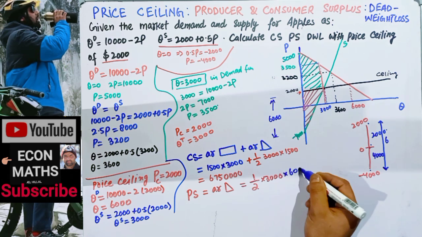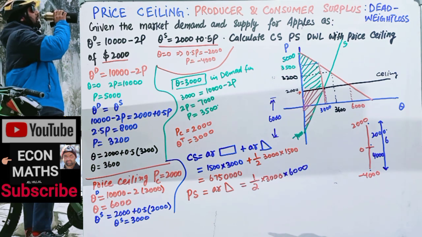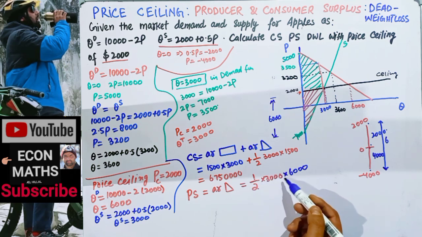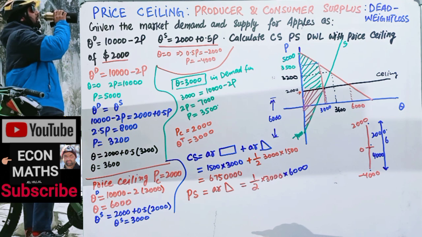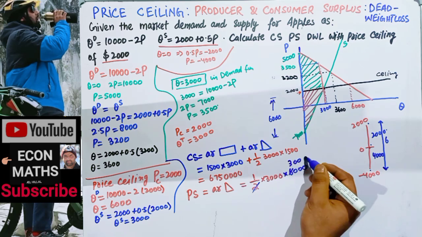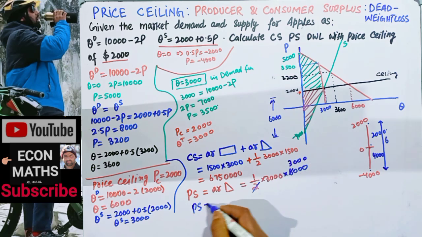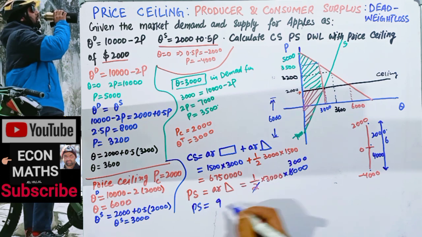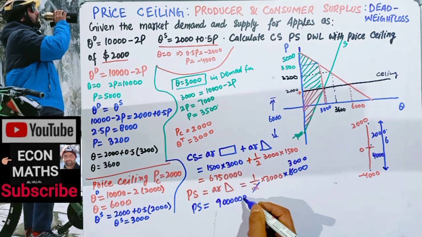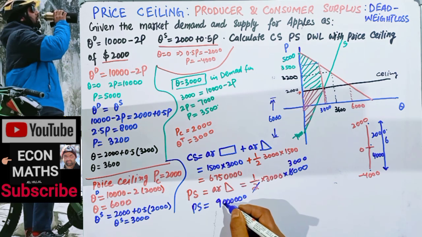So we multiply by this 6000. So this is 3000, and 1/2 of 6000 is 3000, so it becomes 3000 into 3000. Producer surplus will be equal to 3 threes are 9, and then six zeros, so 9 million. Sorry, 9 million will be the producer surplus.